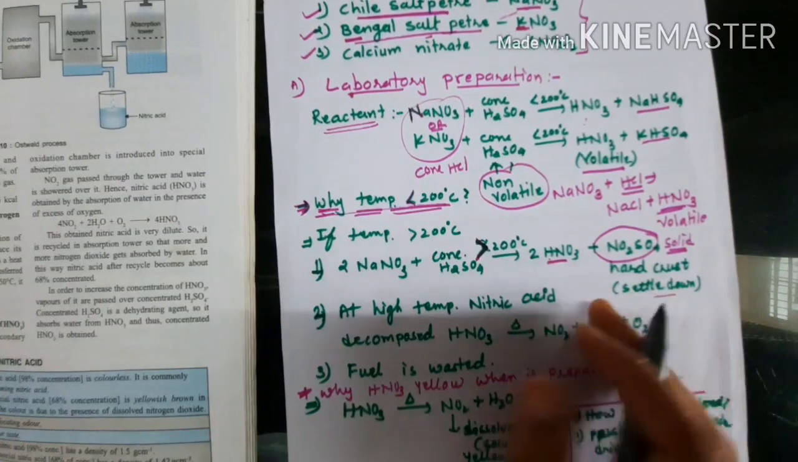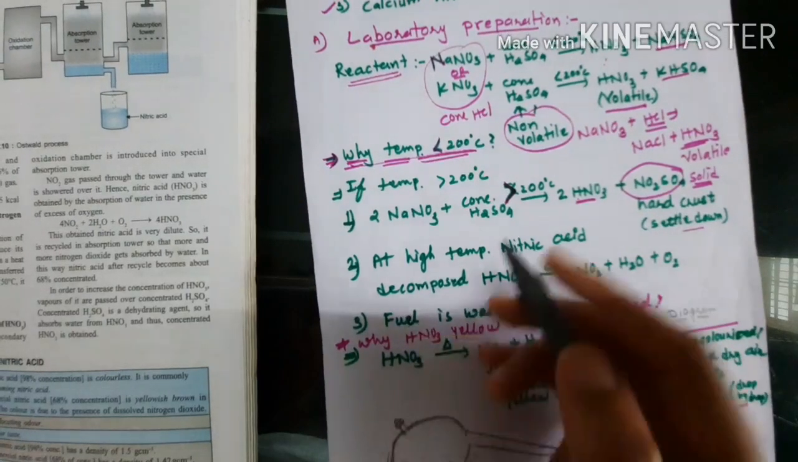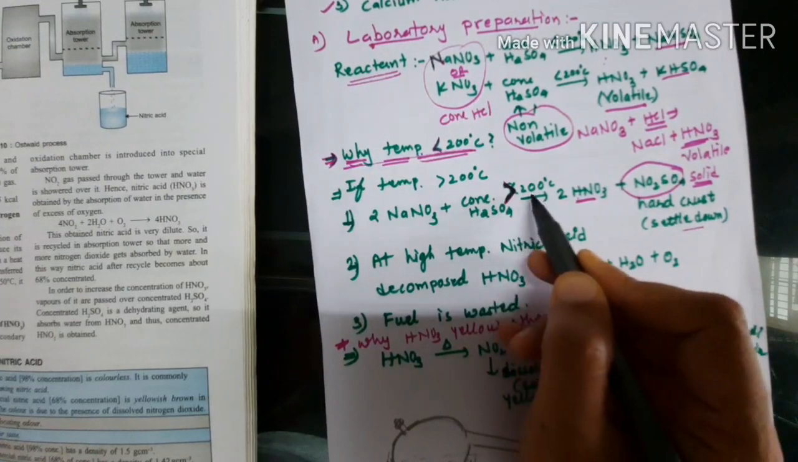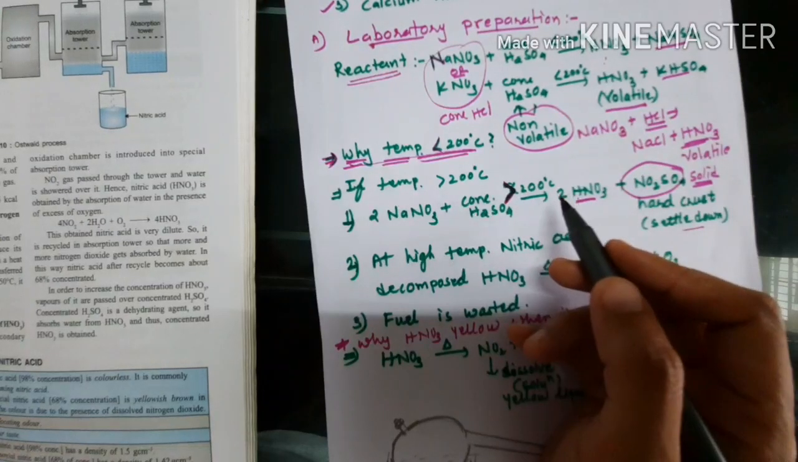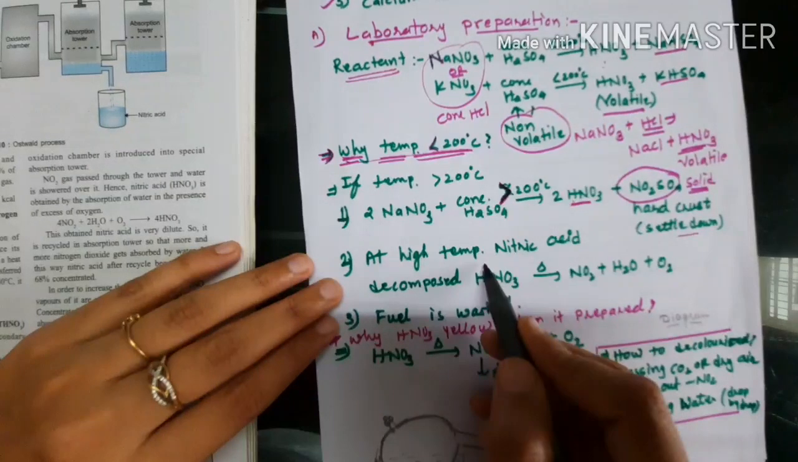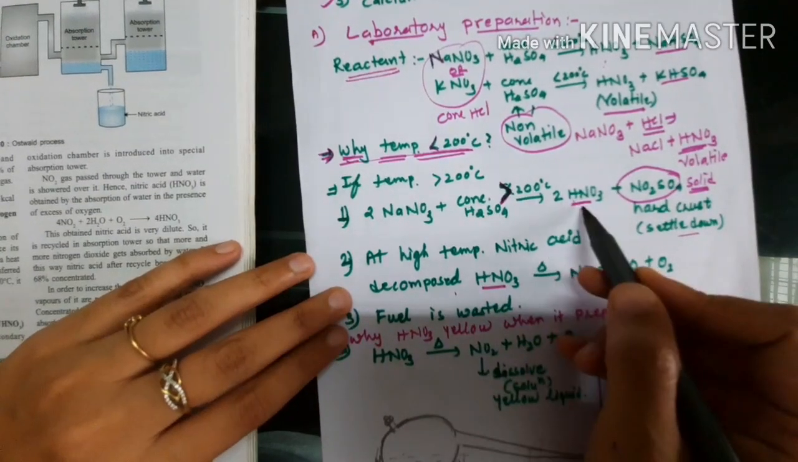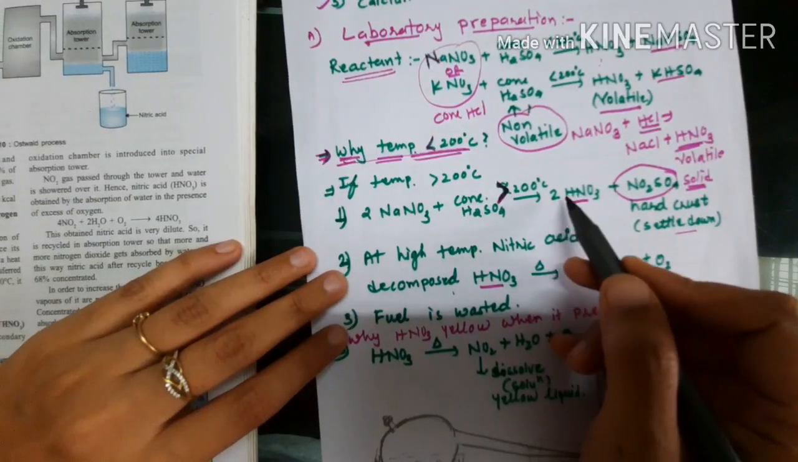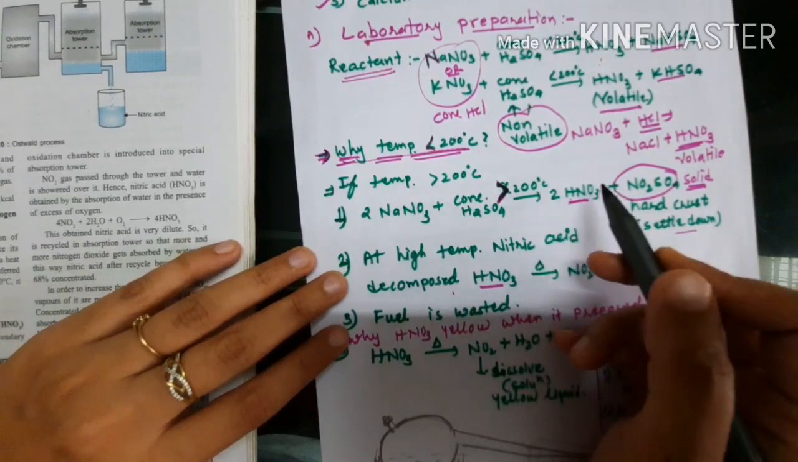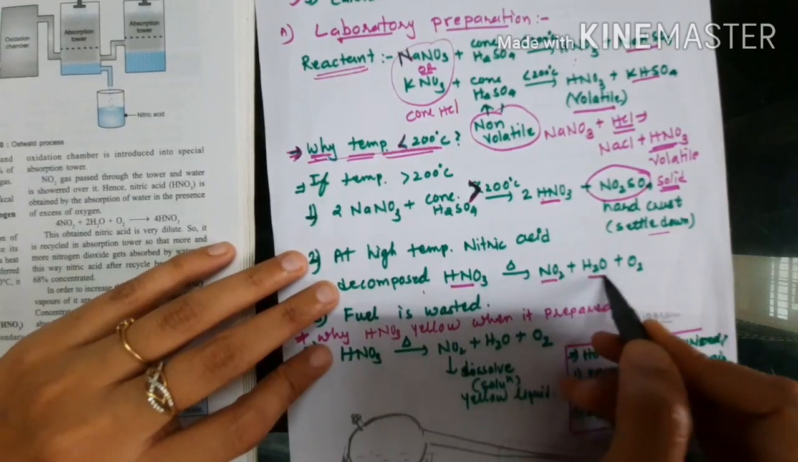Another, the second reason: if we use more than 200 degrees centigrade, then at a very high temperature the nitric acid decomposes. When nitric acid is formed and the temperature is more than 200 degrees centigrade, it decomposes into nitrogen dioxide, water and oxygen.